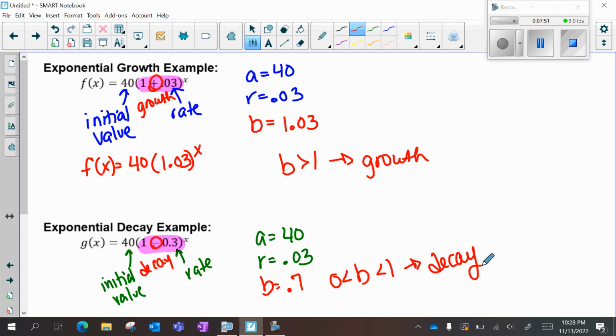So these 2 different equations are related to each other, but it's very important that we understand the difference between growth factor and growth rate. Rate is a decimal before it's been added or subtracted to 1. My factor is a number after your rate has been added or subtracted from 1. So B is equal to 1 plus or minus R.